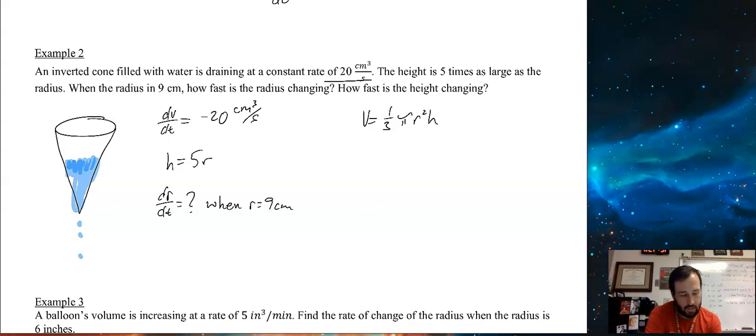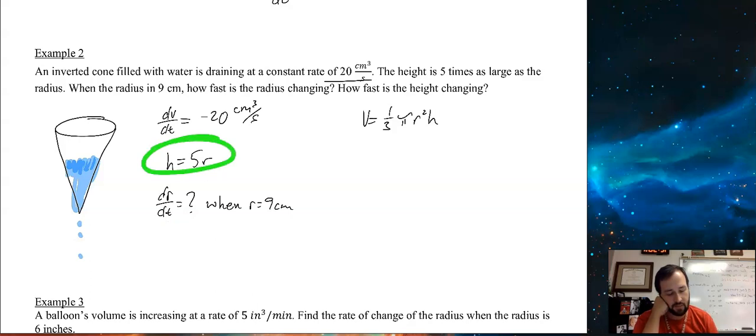Well, there's an h in there too, because that's an issue, right? So if I take the derivative here, it's just dv dt. But if I take the derivative here, that's dh dt, and I don't know how fast the radius or the height is changing. Really all I need is dr dt.